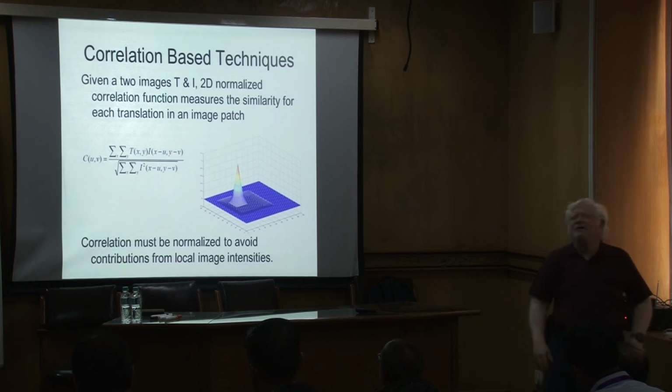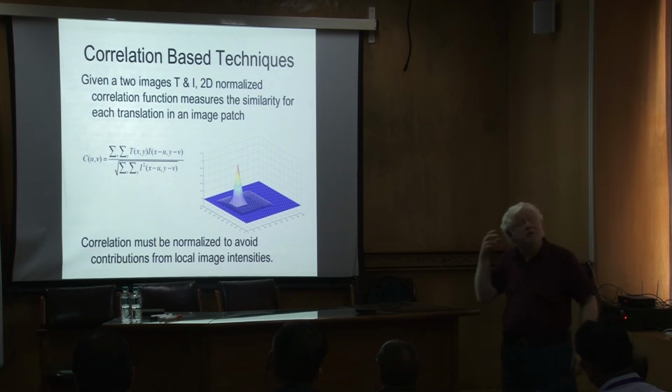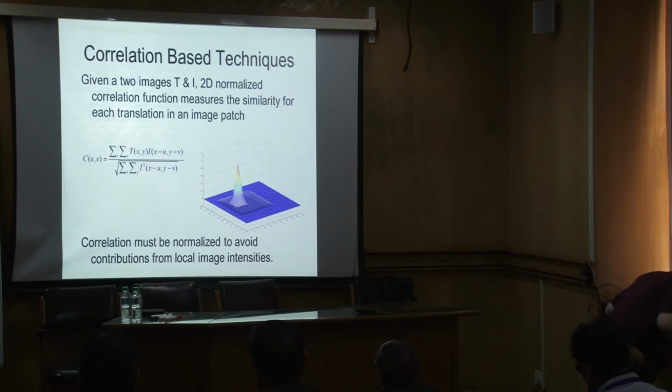So, that is essentially an inner product, a normalized inner product, and it will give you a peak, and the location of that peak will tell you what is the transformation required.